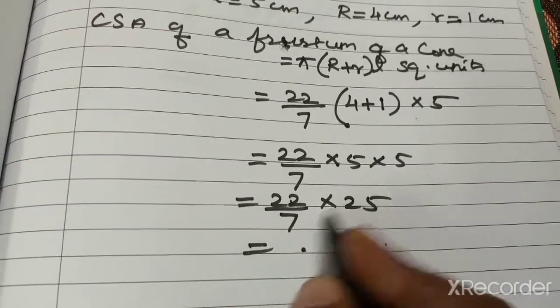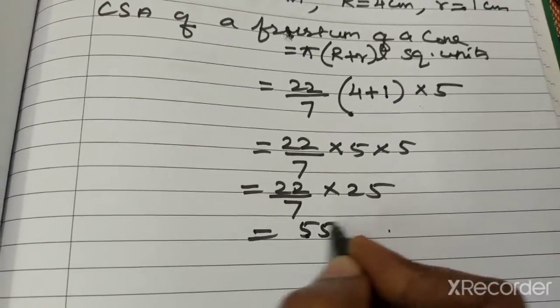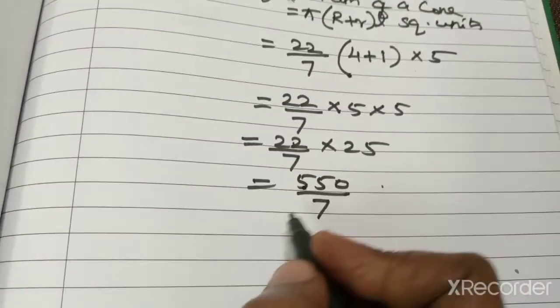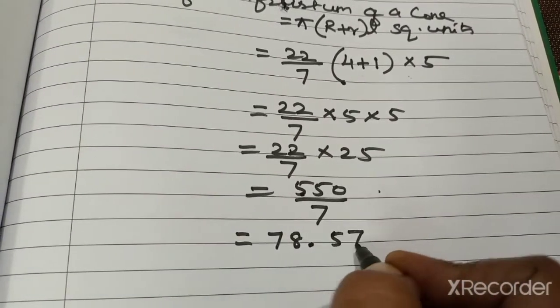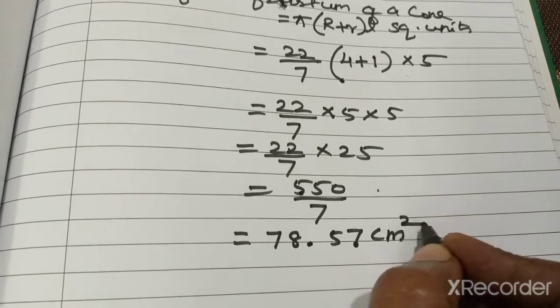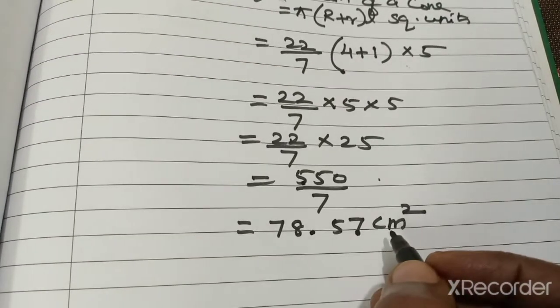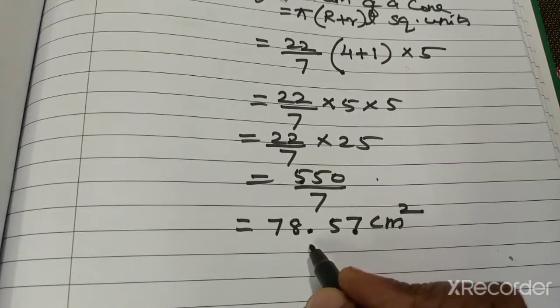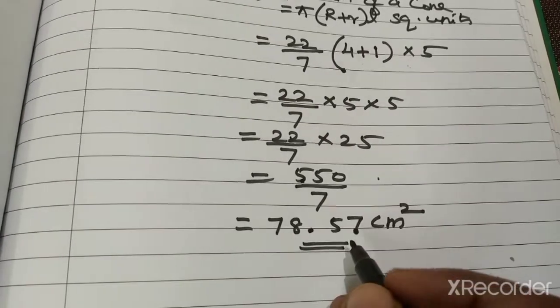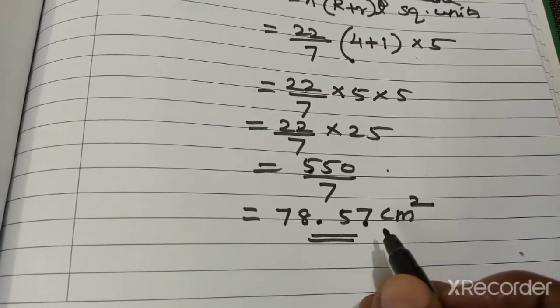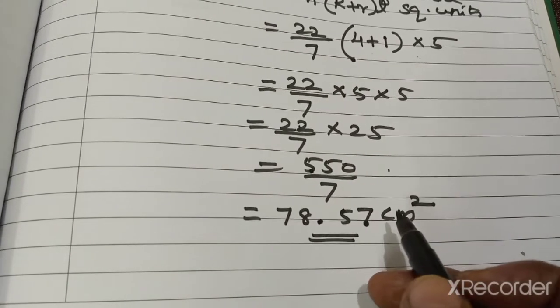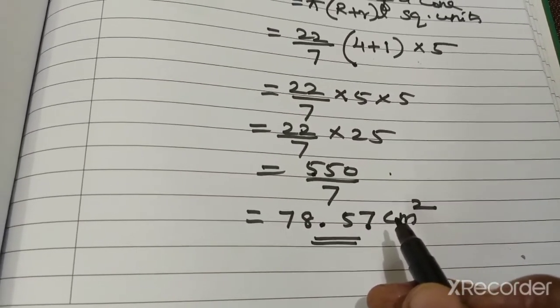This 22 into 25 gives 550 by 7. Divide it and we get 78.57 centimeter square. It is given in centimeters, so the answer is in centimeter square. Okay, understood students? These are today's questions. Complete them, study the formulas thoroughly, and one homework I have given, the 9th question, complete that also. Okay, thank you students.